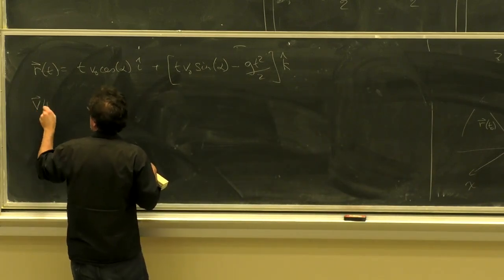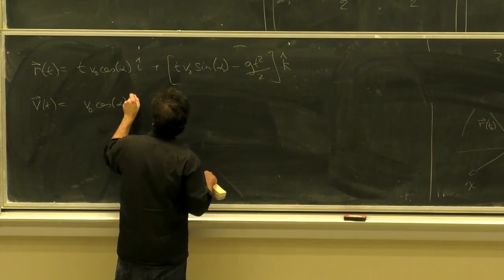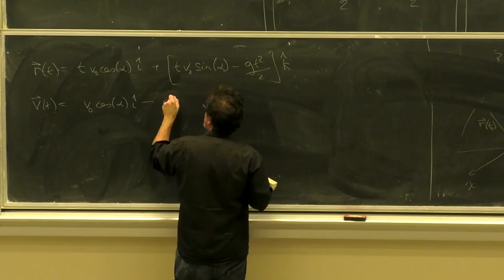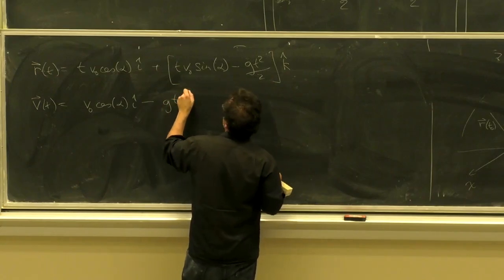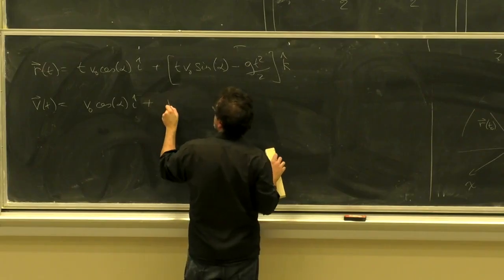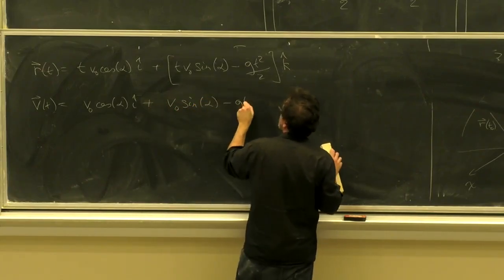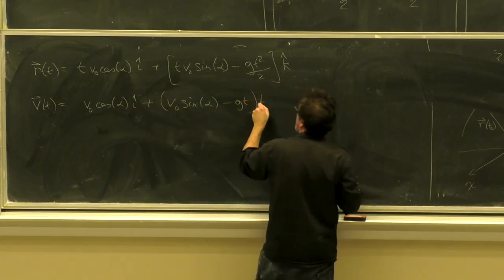v of t is just the time derivative of that, which is v0 cosine alpha i hat plus v0 sine alpha minus gt, all in parentheses, k hat.